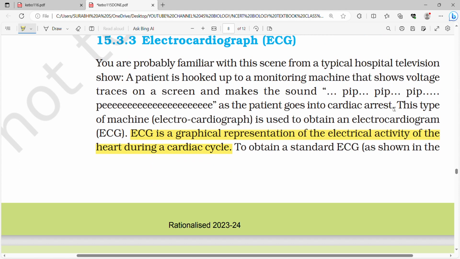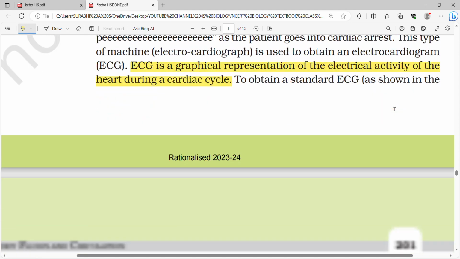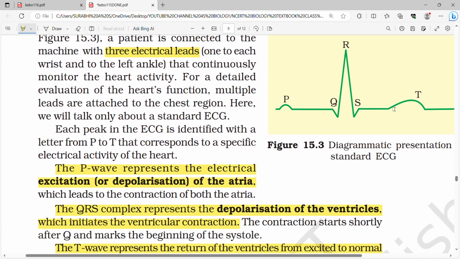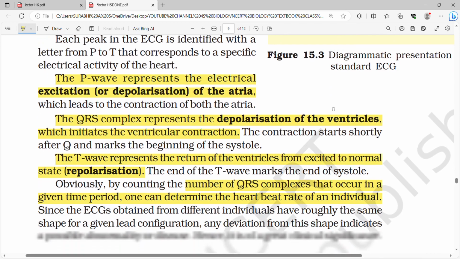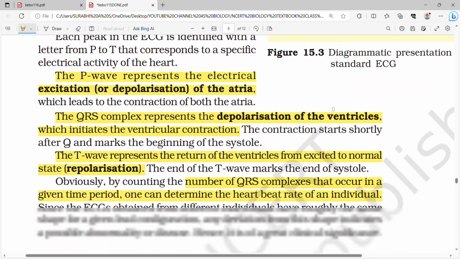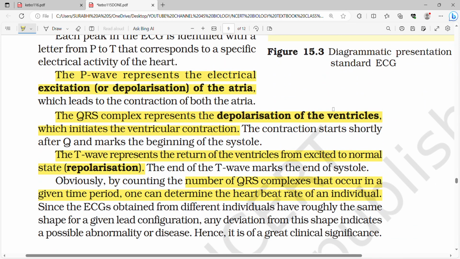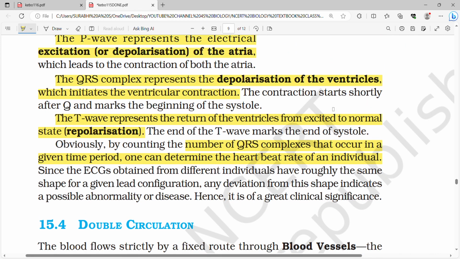So this is a graphical representation of the electrical activity of the heart during the cardiac cycle. So this is the ECG. Here it is performed using three electric leads, one to each wrist and one more to the left ankle. There are different alphabets denoted to it. The P wave represents the electrical excitation or depolarization of atria.